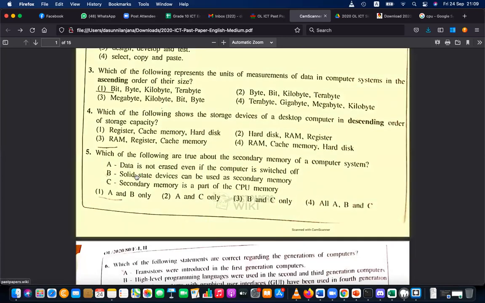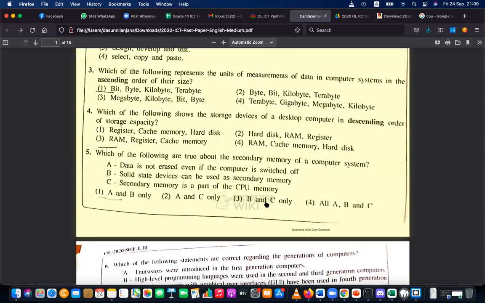Data is not erased even when the computer is switched off. It's not volatile. Yes, it's not volatile. That is true. Data is not erased, even when the computer is switched off. That is permanently there. That is secondary storage. Yes, in secondary storage, permanent data is possible.